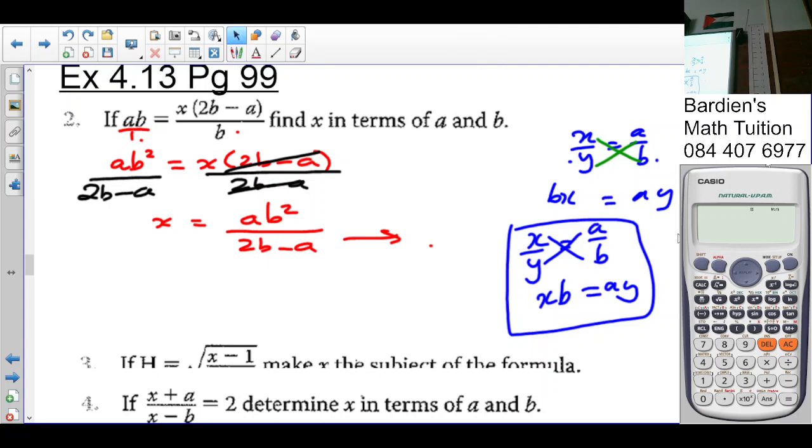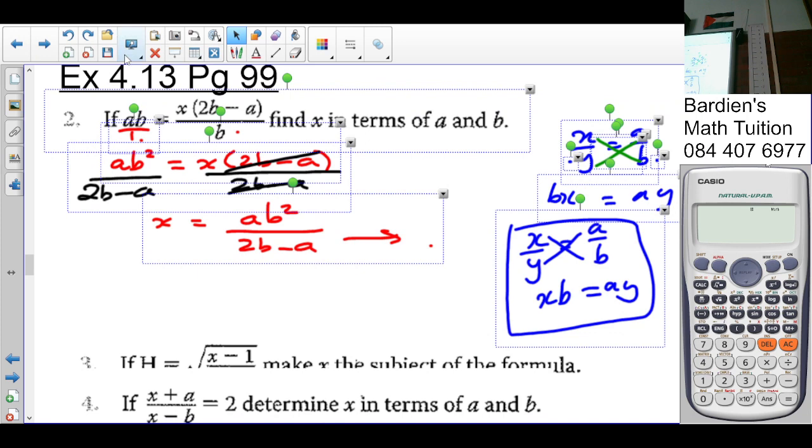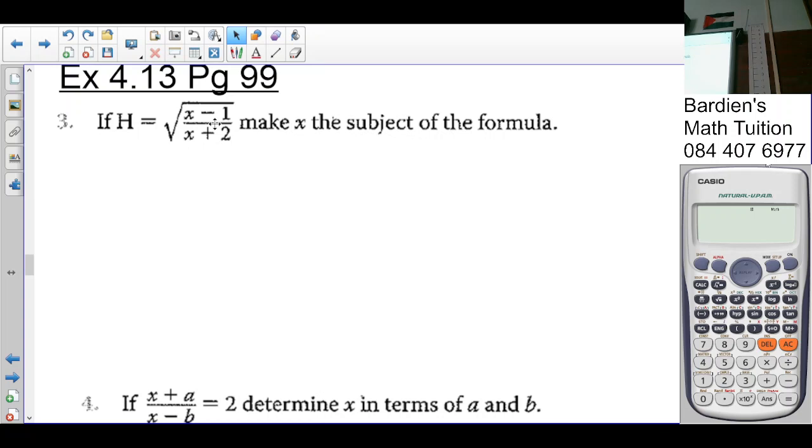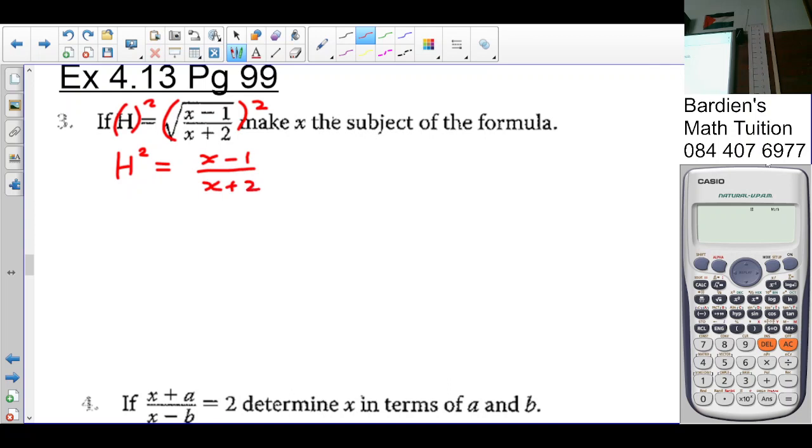Let's look at number 3, sorry. If h is equal to the square root of x minus 1 over x plus 2, make x the subject of the formula. What do we do here? What do we need to get rid of first? Square root. So I'm going to square both sides. So in other words, I got h squared is equal to x minus 1 over x plus 2. Now what?